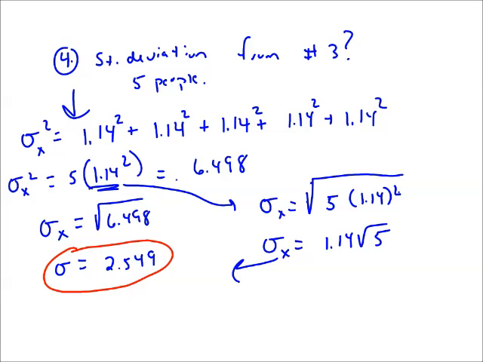So that is discrete random variables. Hopefully you understand that pretty well.